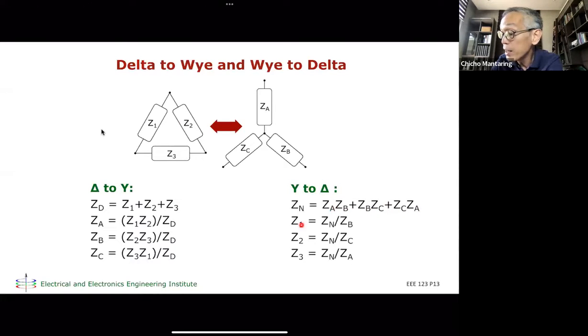Then for Y to delta, my numerator is ZA ZB plus ZB ZC plus ZC ZA, the sum of those three. Then Z1 is my numerator divided by the opposite leg, which is ZB. Z3 is my numerator divided by the opposite leg. So that's ZA, and for Z2, the opposite leg is ZC. So that's it.